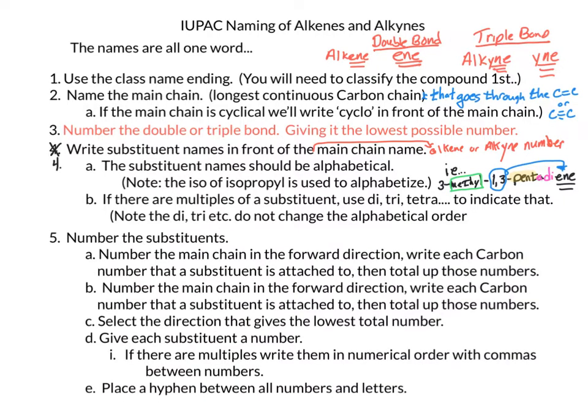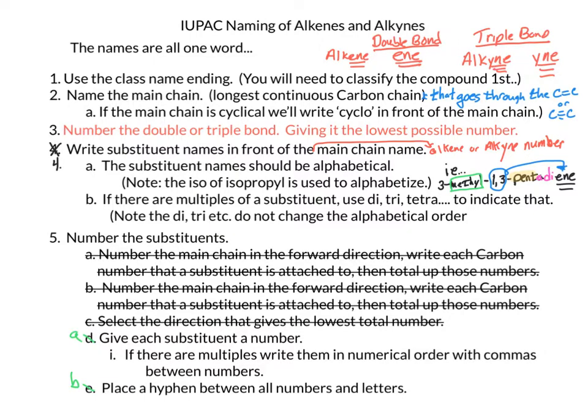Everything gets a number. And the last major change will be in the way that we number the substituents. We will no longer need to count forward and backwards because we've already done that before. In step 3, we decided which direction to count. Once the direction has been decided by the alkene or alkyne, then we can give all of the substituents their numbers. Be sure to give each substituent its number, putting commas between numbers if there are multiples of the same substituent, and recall that you must put a hyphen between any number and letter. And that is the naming of alkenes and alkynes.